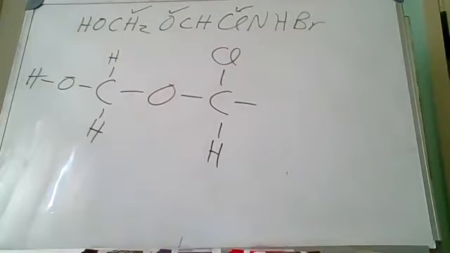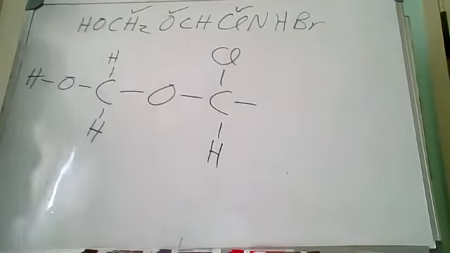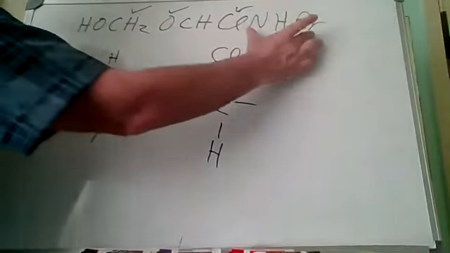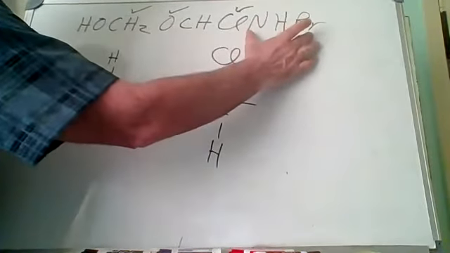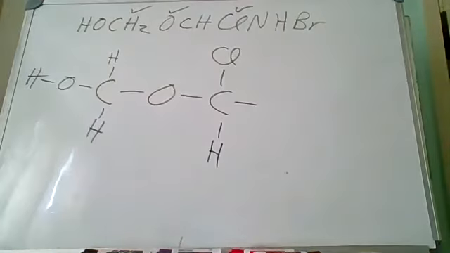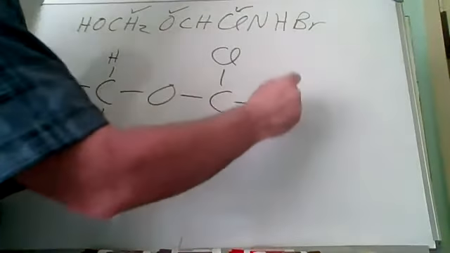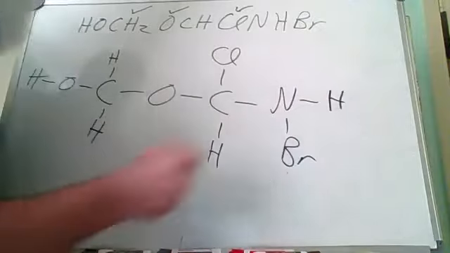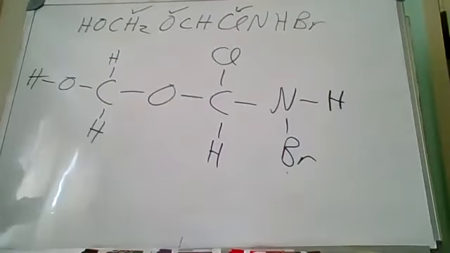Okay? And then finally, we have NHBr. Bromine can only make one bond. So this is going to look just like NH2, because bromine can only make one bond. Well, I know what NH2 looks like. There we go.